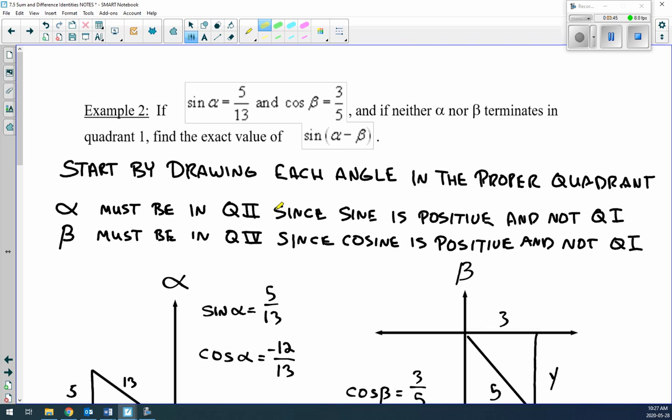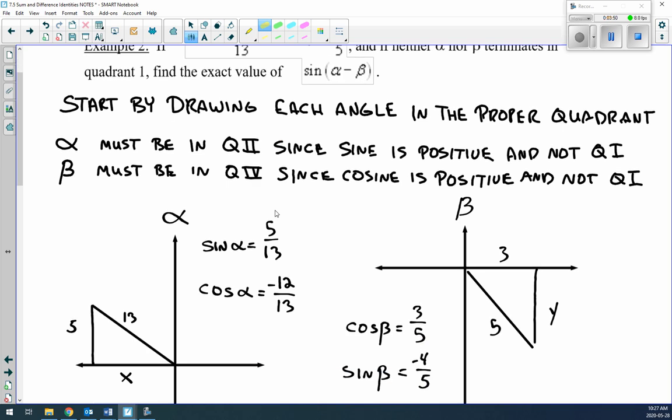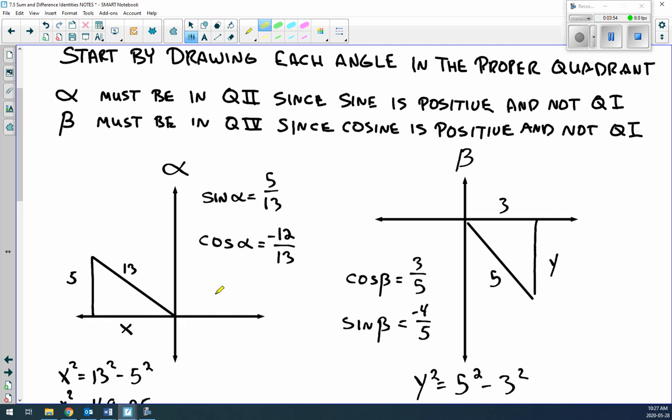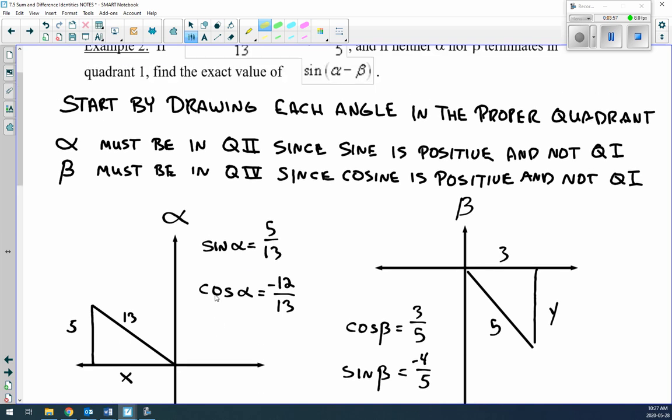So let's start by drawing an angle. I find if you draw a picture of stuff, it often helps you organize your thoughts a little better here. So let's do the first one. So sine of alpha is 5 over 13. Where is sine positive? Yeah, it's up here.